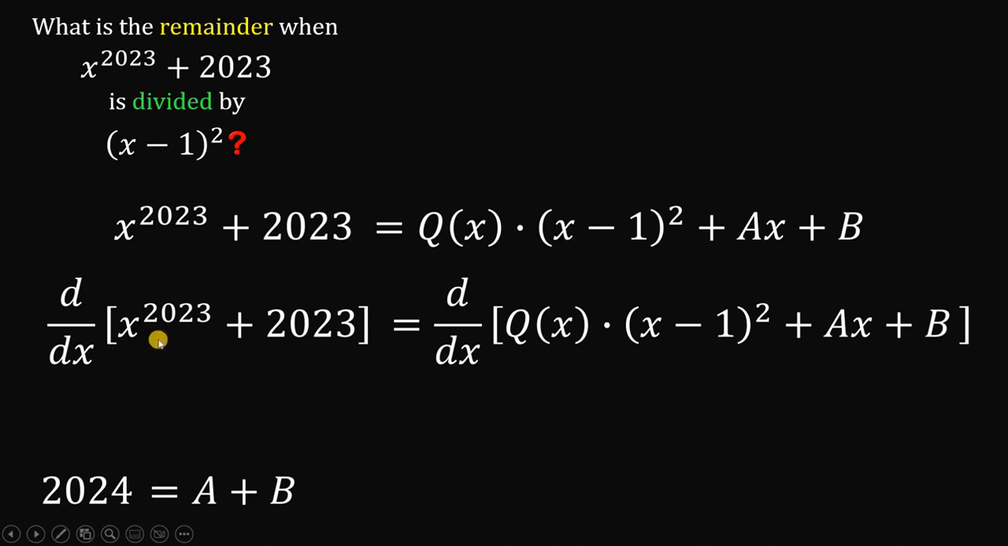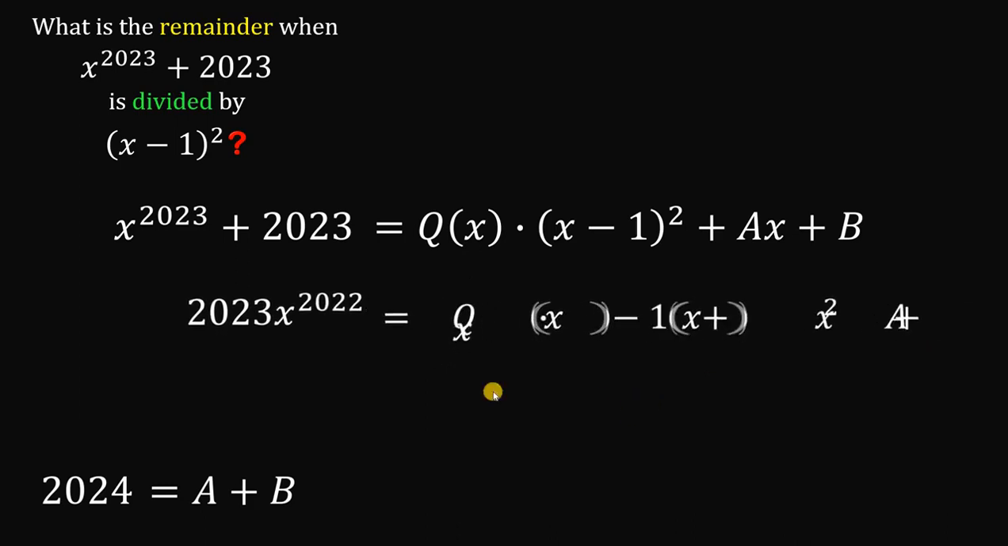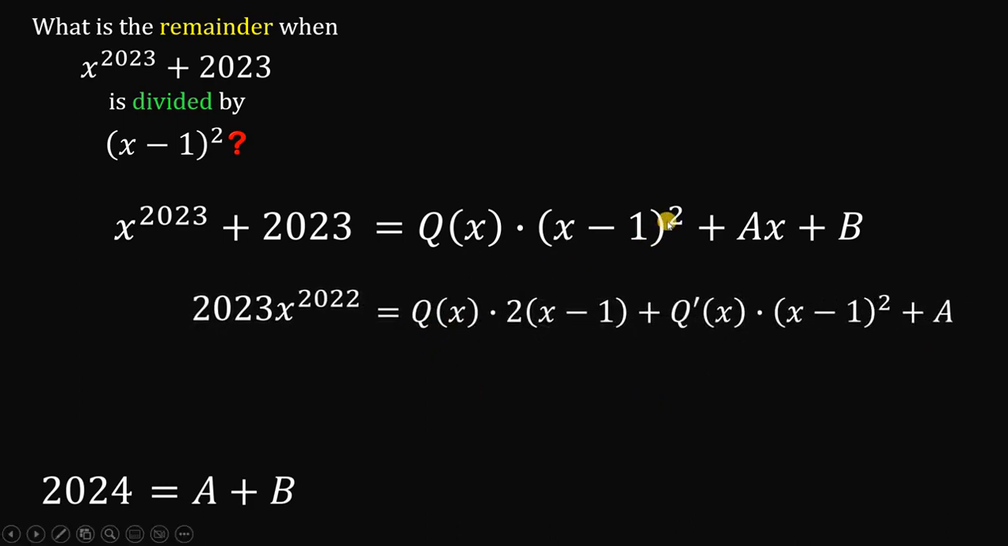Now, the derivative of x raised to 2023 plus 2023 is just 2023 times x raised to 2022, because the derivative of a constant is just 0. On the right-hand side, we will use the product rule. The derivative of ax plus b: b is gone, and the derivative of ax is just a. So if we differentiate the right-hand side, we get q of x times the derivative of x minus 1 quantity squared, which is just 2 times x minus 1, plus q prime of x, the derivative of the quotient, times x minus 1 quantity squared, plus a.